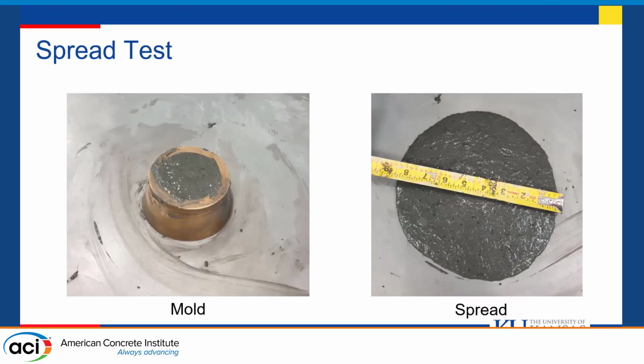So how to measure spread of UHPC? As shown in the picture, a spread cone is taken and it is filled with UHPC. Then the spread cone is lifted and UHPC is allowed to flow. After that, you measure the diameter of the spread in two directions, and the average diameter is recorded as the spread of UHPC.